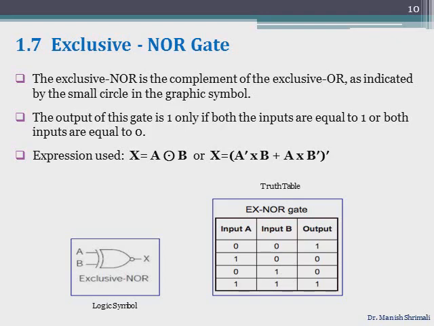And the expression used in exclusive NOR gate, you can see that x is equal to a complement into b plus a into b complement, and then taking the whole complement. Or it is also written like this, that is, we are having a, then there is a dot encircled and multiplied by b.